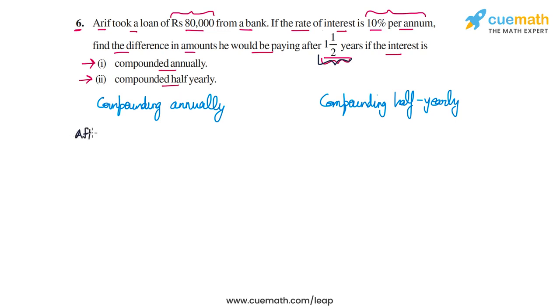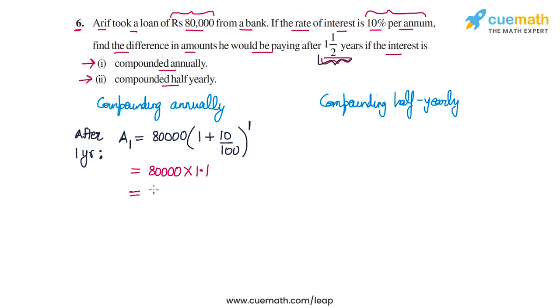So what will be the amount after 1 year in this scenario? Let's call it A1. So this will be the initial principal amount 80,000 into 1 plus R by 100. The rate of interest is 10%, so 10 by 100, and to the power 1, because we are just taking 1 year and compounding is also happening annually. So this is equal to 80,000 into 1.1, which is equal to 88,000. So in this scenario, after 1 year, the total amount will be 88,000.